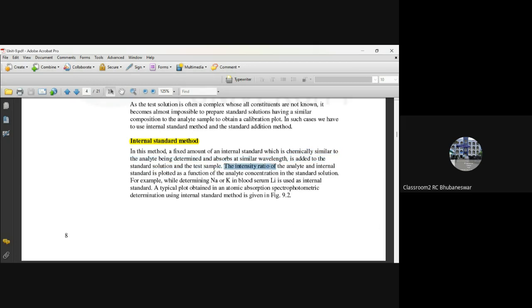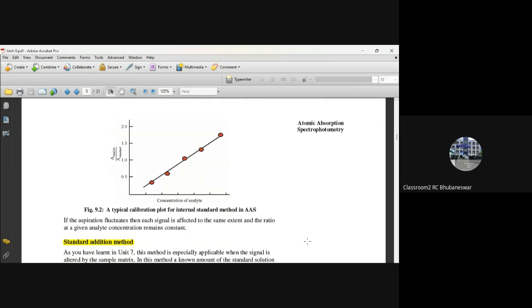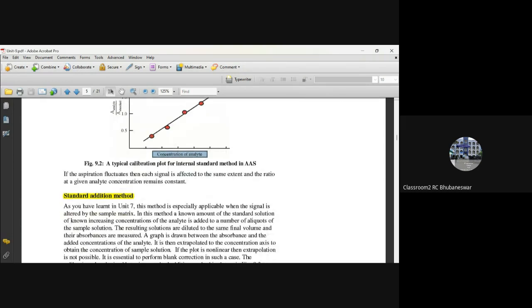Okay, then the intensity ratio of the analyte and internal standard is plotted as a function of the analyte concentration in the standard solution. For example, while determining sodium or potassium in blood serum, lithium is used as the internal standard. A typical plot obtained in the atomic absorption spectroscopic determination using the internal standard method has been given here. You plot the absorbance of the analyte divided by the absorbance of the standard against the concentration of the analyte. Okay, so this is the standard calibration plot by the internal standard method you have to follow.